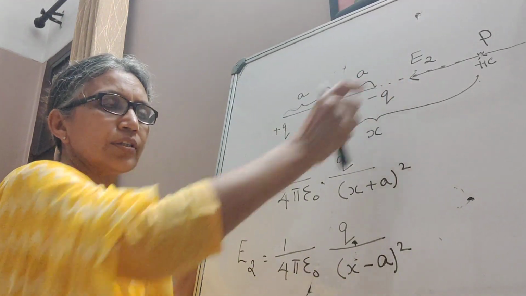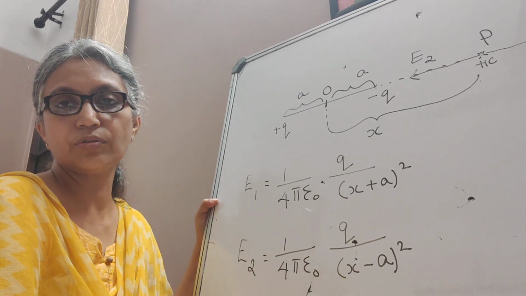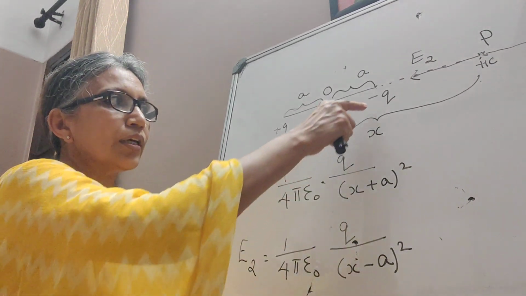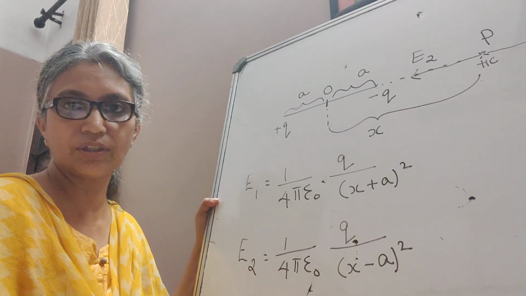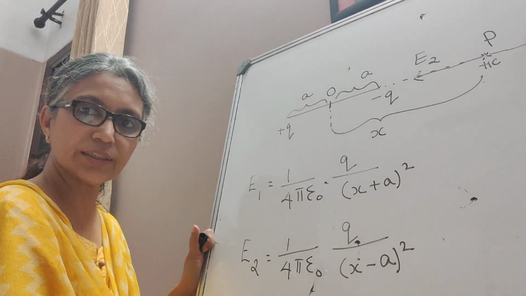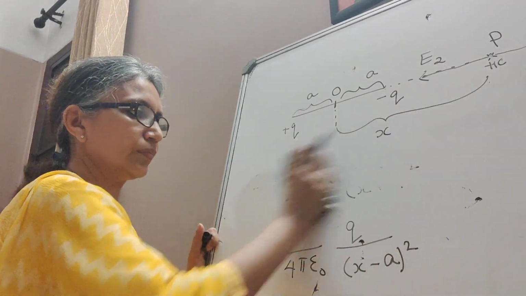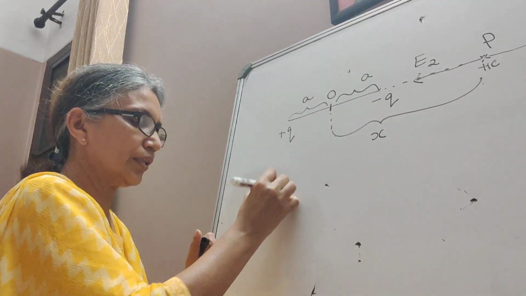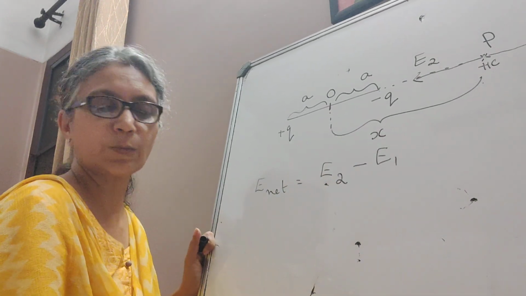In this, which one do you think will be greater in magnitude? Naturally, it has to be E2 because it's an inverse square law. Your electric field is inversely proportional to the square of the distance from the source charge to that point P. So you will see minus q is closer to point P. So obviously the electric field due to minus q is going to be a stronger electric field. So I'm going to write electric field E net. Electric field E net is equal to the larger one, E2 minus E1.